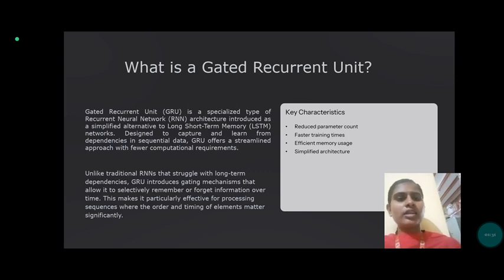Unlike a traditional RNN that struggles with long-term dependencies, the gated recurrent unit introduces a gating mechanism that allows it to selectively remember or forget information over time. This makes it particularly effective for processing sequences where the order and timing of elements matter significantly.